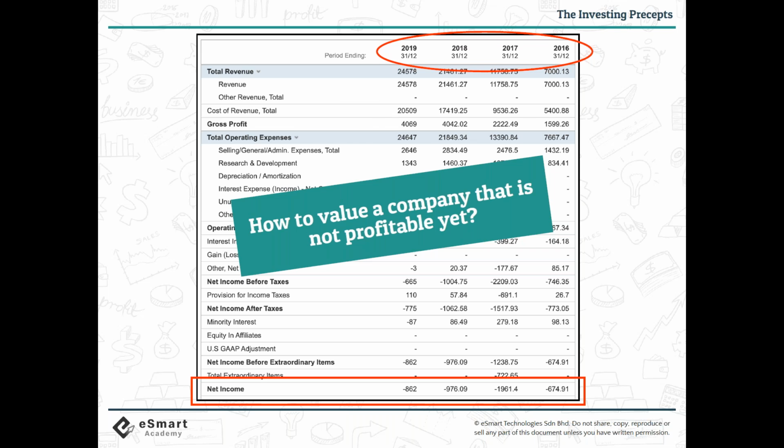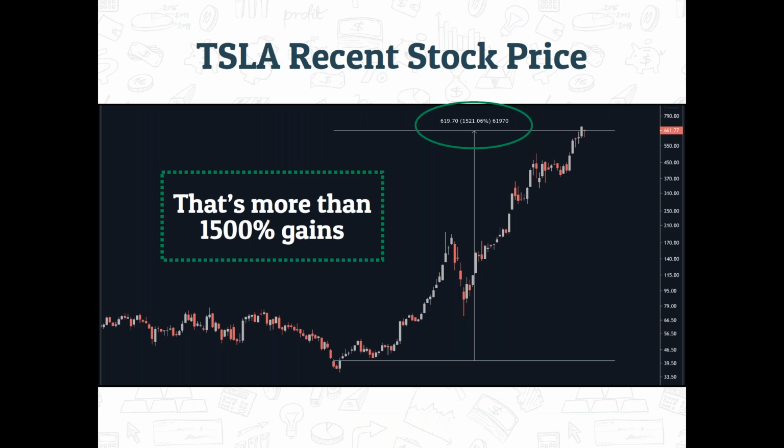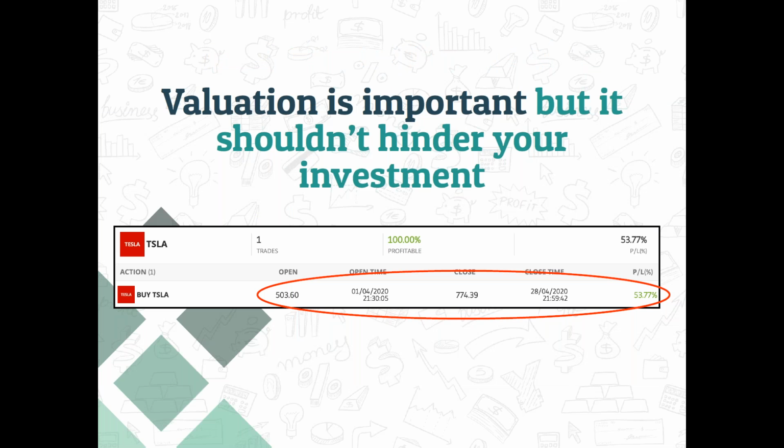This is not even the latest stock price. You can see the stock price here as of when I took the screenshot was only about $619. Today I think it's about $800. So in 2020 Tesla was crazy. I want to share a view here: valuation is important, but it shouldn't stop you from investing or trading, because there are certain shortcomings in how a valuation model works.